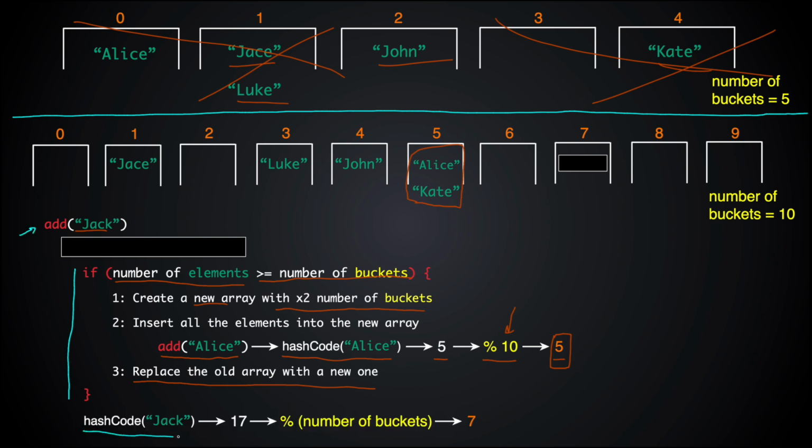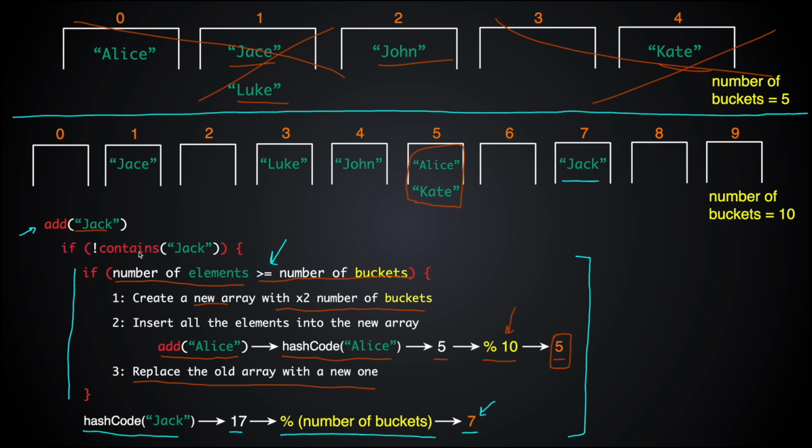We take the hash code from the string Jack, we get some number, we get the remainder of the division of this number by the number of buckets, meaning by 10 in our case, and we get the number of the bucket. It's the number 7, so we put the name Jack into the bucket number 7. And just like that, we're going to add more and more elements into our hash set, and everything's going to work really quickly. Once the number of elements in our hash set is 10, we're going to increase the number of buckets to 20. Once the number of elements is 20, we're going to increase the number of buckets to 40, and so on.